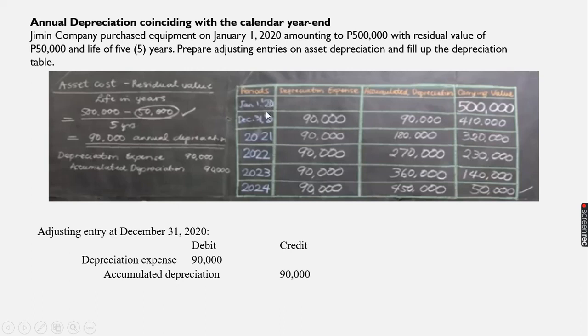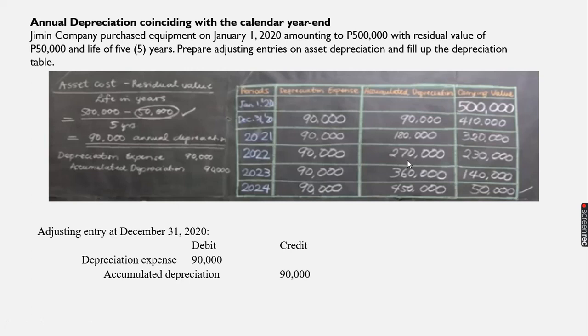So, periods: January 1 binili mo, carrying value niya or yung market value niya, yung pinambili mo, 500,000. Okay, at the end of December 31, 2020, may depreciation expense na siya na 90,000 and the accumulated depreciation is 90,000. So, ang carrying value na lang niya is 410,000. Ngayon, pagdating ng 2021, may 90,000 ka ulit. December 31, 2021, may 90,000 ulit na depreciation expense. And yan, syempre, yung accumulated depreciation niya is 90,000, i-multiply natin by 2 years kasi 2 years mo na niya ginagamit.